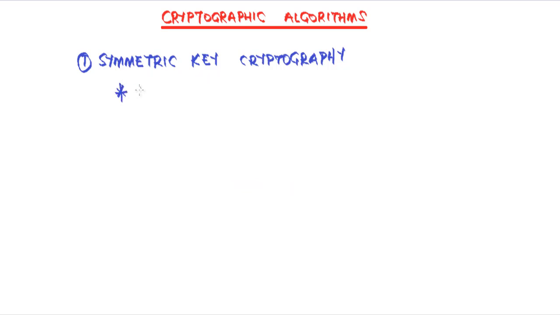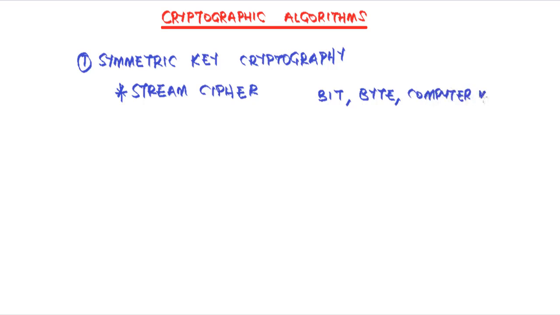So let's take the first one, stream cipher. Now what the stream cipher does is that it operates on a single bit or byte or computer word, depending on the implementation. So it performs its operation on a single bit or byte or computer word at a particular time and implements some form of feedback mechanism so that the key is constantly changing.